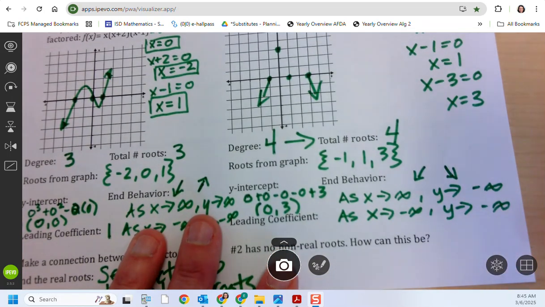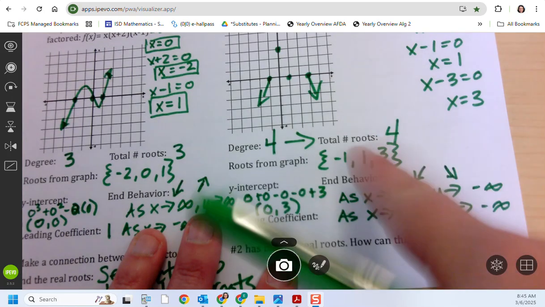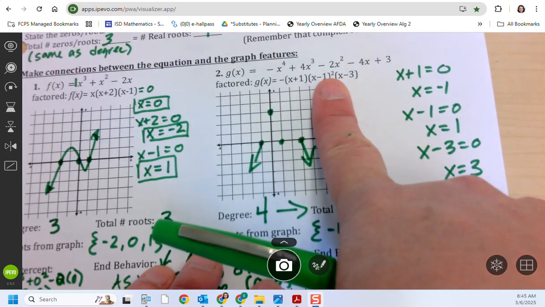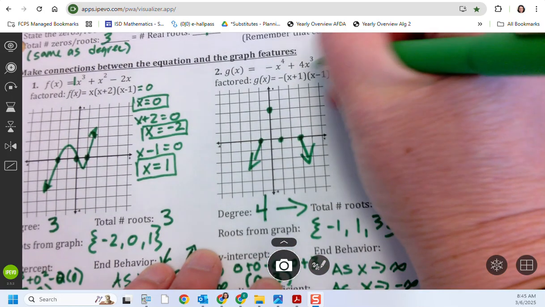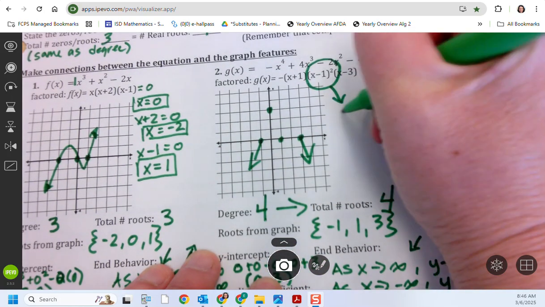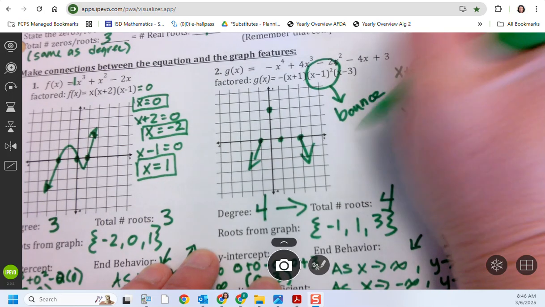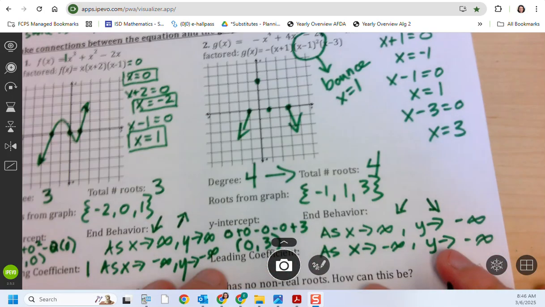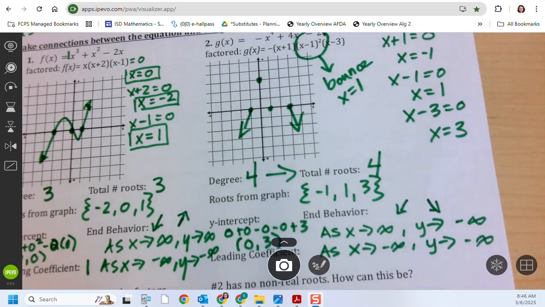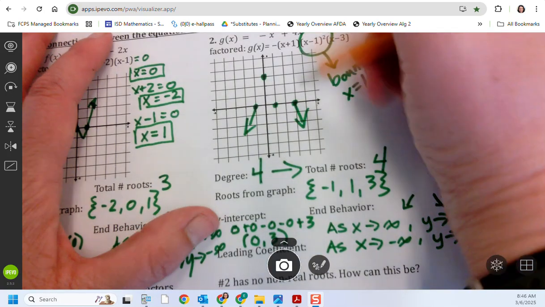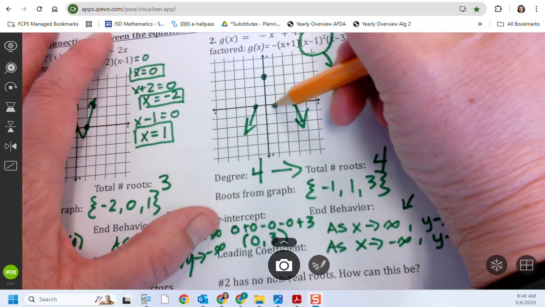All right, if you think this through, some of you have sketched it in already to make it look like this, but actually it's a little bit different. And it's because of the root that's squared right here, okay? The root that's squared creates a bounce off the x-axis at x equals 1. When one of your factors is squared, the behavior of the graph is that it bounces off the x-axis. So I'm going to see if I can make this make sense. So it's going to go here, it's going to bounce, and then it's going to go here.